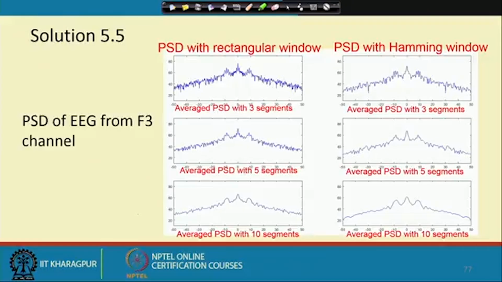And if we now go from top to bottom in any of them, for the rectangular window or the Hamming window, we see that as we increase the number of segments from 3 to 5, 5 to 10, we get more and more smooth PSD. But along with that, we see that smaller peaks are getting merged. So, that is the downside of it. That is the overall assessment we get for the F3 channel.